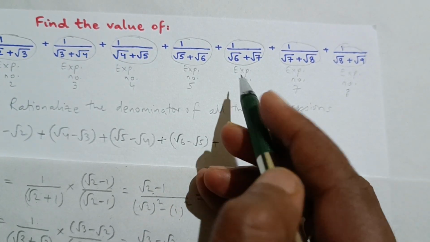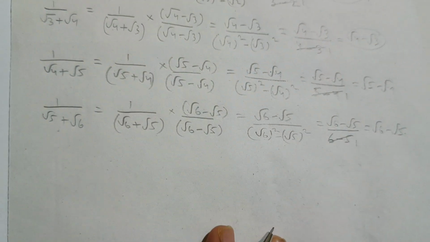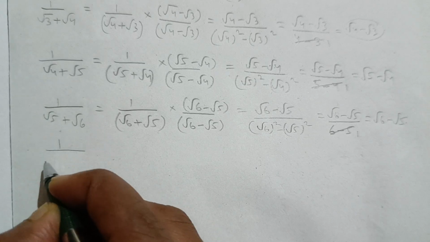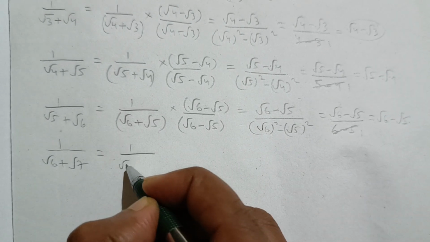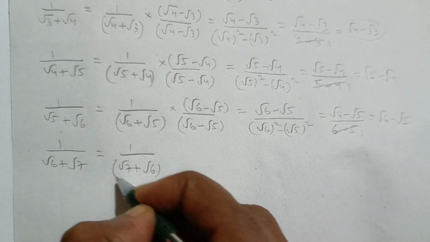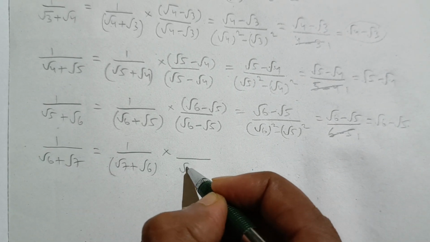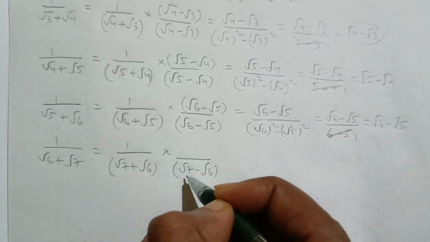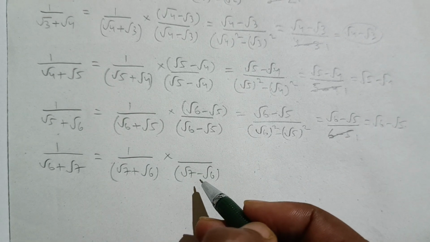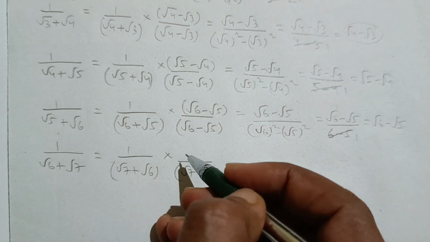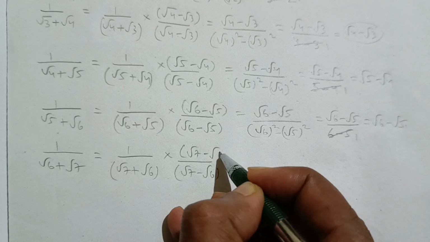Then plus 1 upon square root of 6 plus square root of 7. I can write this as 1 upon square root of 7 plus square root of 6. To rationalize the denominator of this expression, I will multiply the denominator with square root of 7 minus square root of 6. And since I am multiplying the denominator with square root of 7 minus square root of 6, I will multiply the numerator also with square root of 7 minus square root of 6.